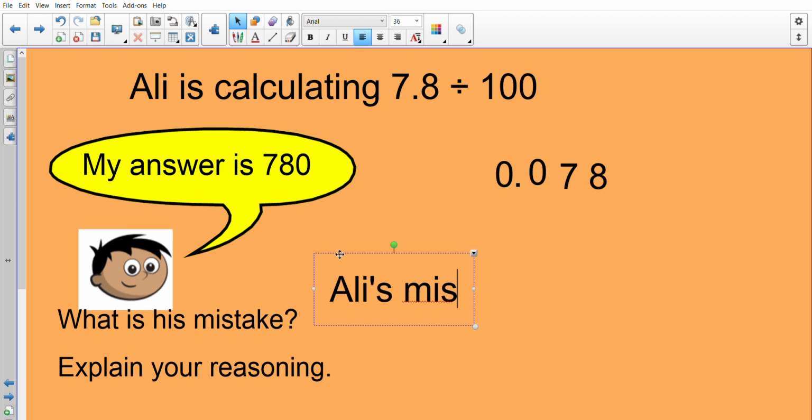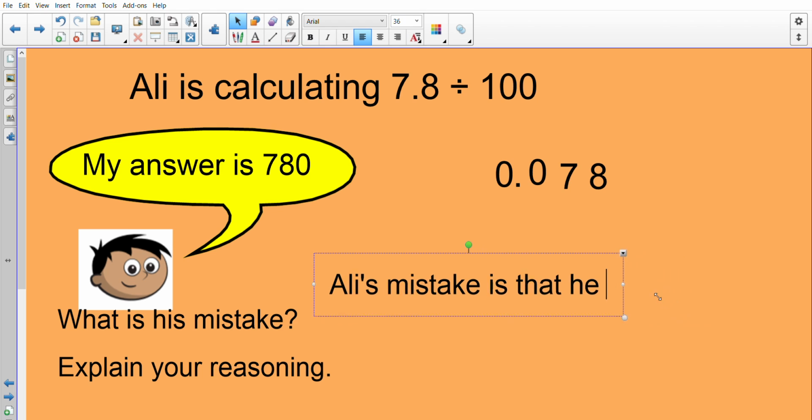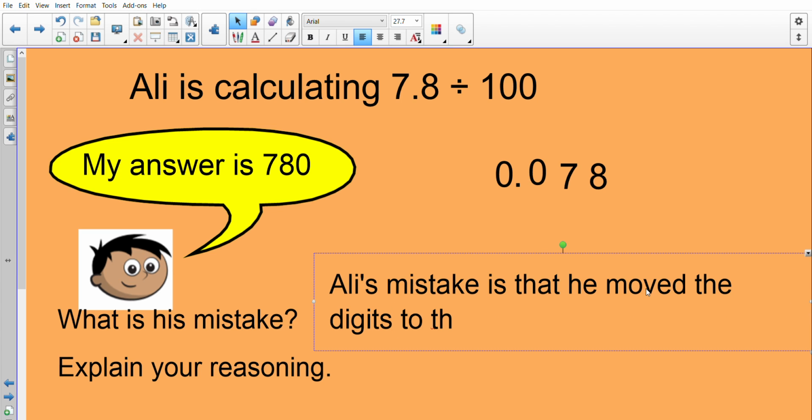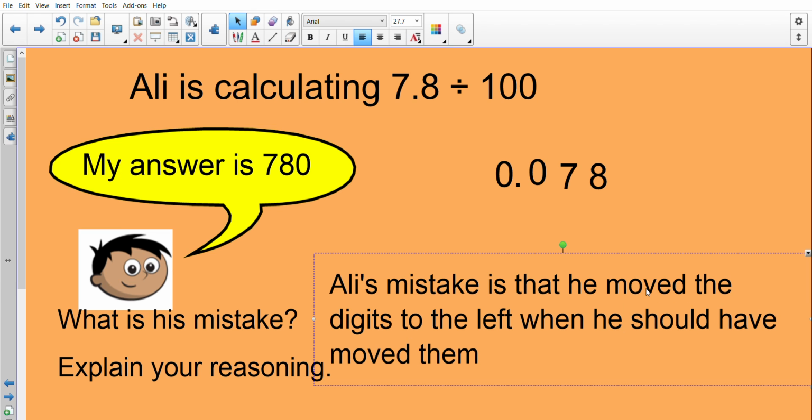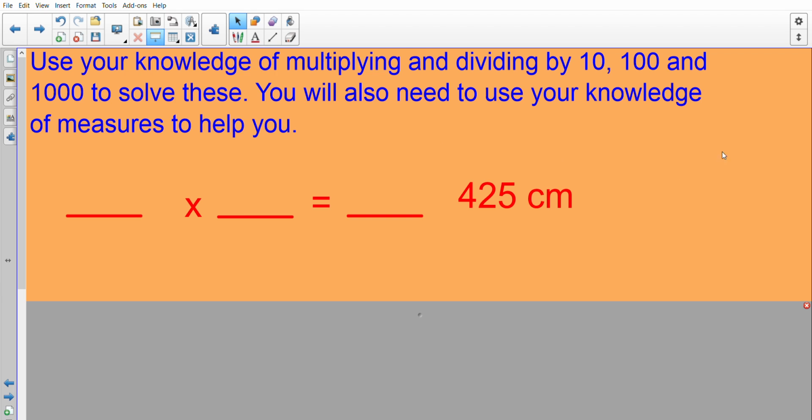Ali's mistake is that he moved the numbers, let's say digits, to the, what did he do? He moved them to the left, didn't he? When he should have moved them to the right. And then we'll say what he should have got. His answer should have been 0.078. So we explain what he's done wrong and then explain what he should have done. Okay? And then let's move on to our last question.